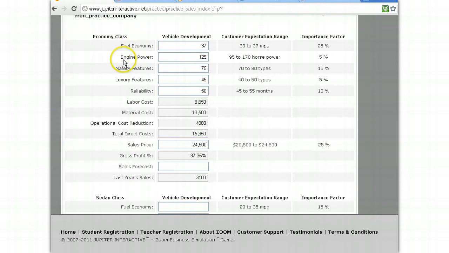We could list fuel economy, engine power, safety features, luxury features, reliability of the car. We could also put the price, and we could say, please rate. If you had a car with a fuel economy of 37, would you definitely purchase that car? So rate that on a scale of 1 to 10. So they could rate these features on a scale of 1 to 10, and then we could do a regression analysis.